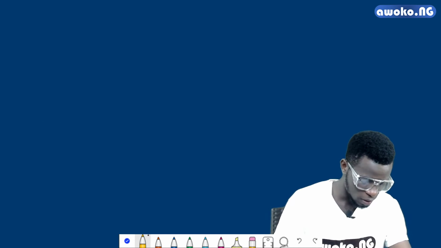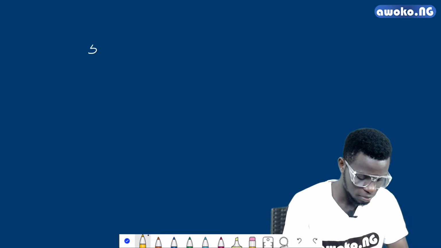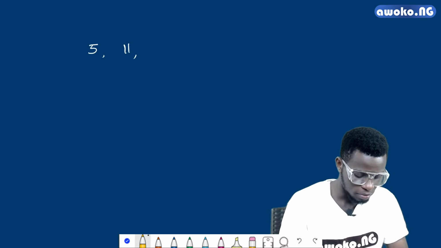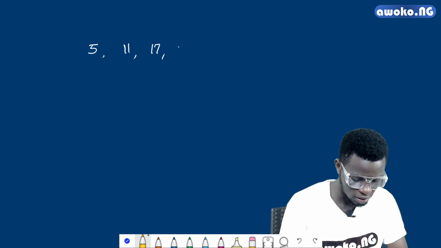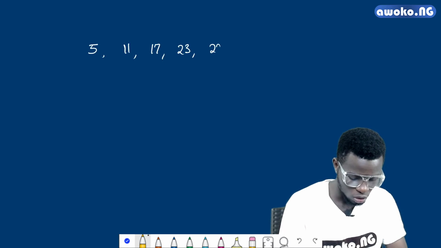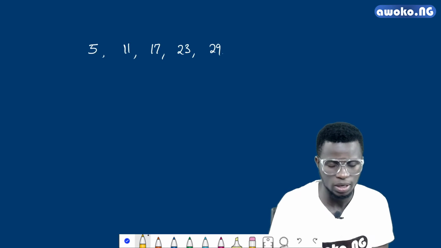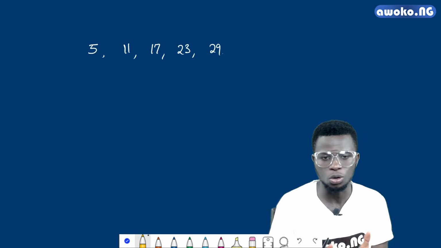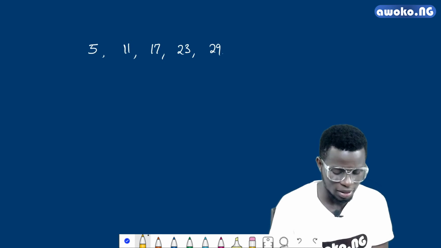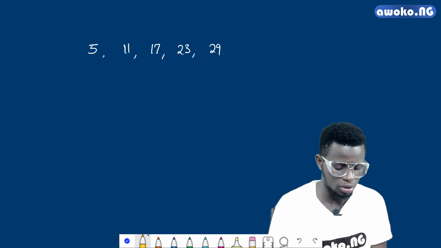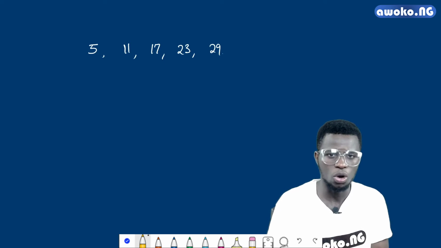Let us consider the sequence 5, 11, 17, 23, 29. How do we know if this sequence is an arithmetic progression or not? The only way you can know is to find out the difference between each of the terms.